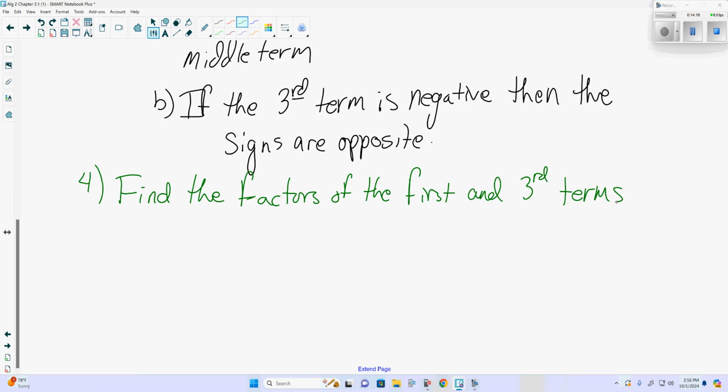No real reason why I switched from words to numbers. Factors of the first and third term.